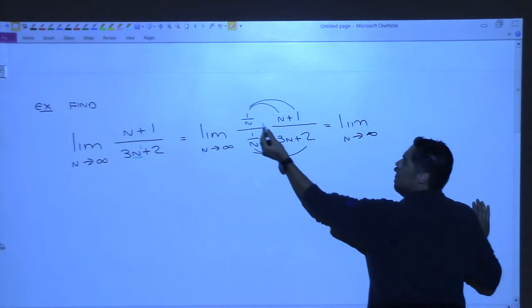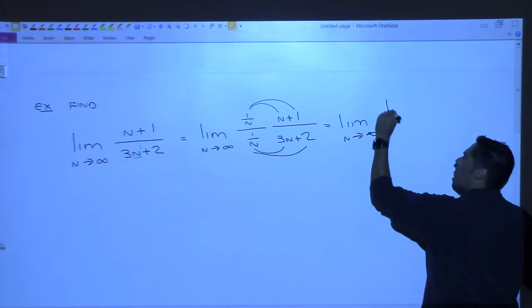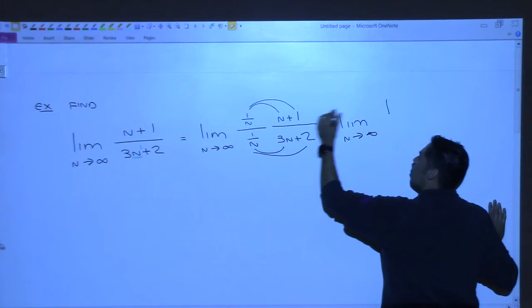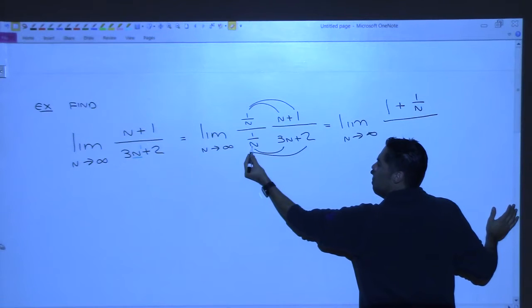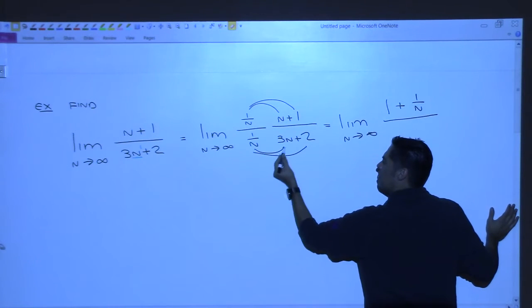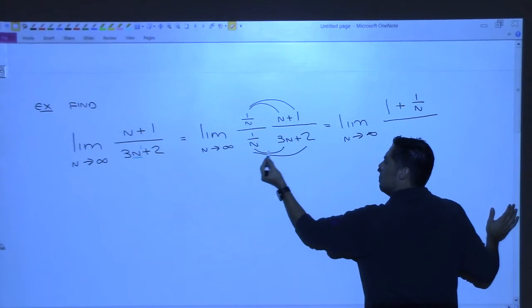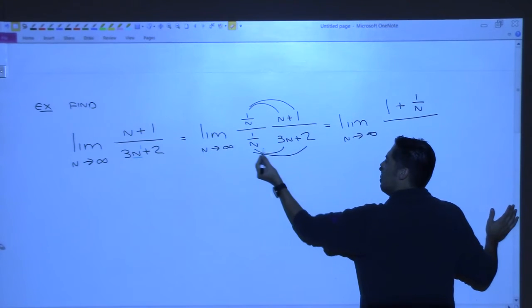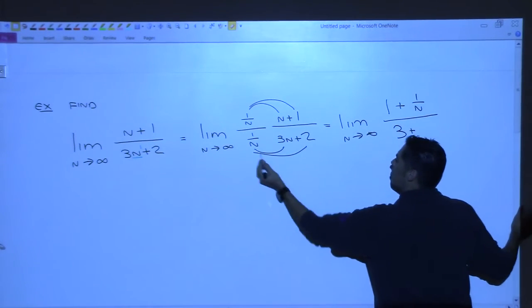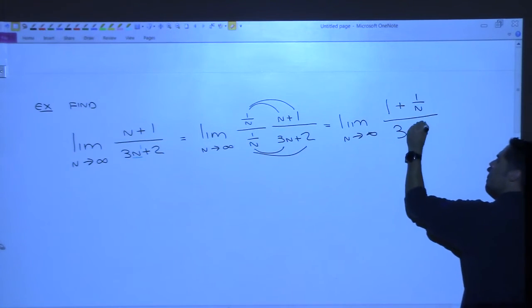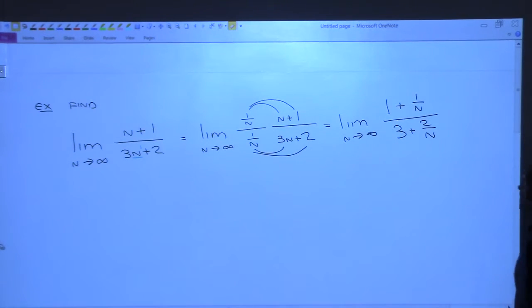Yeah, so we get 1 over n times n, which gives us 1. Then 1 over n times 1, which gives us 1 over n. And then over here, what happens on that multiplication? What do I get there? What is it? 3. And then plus 2 over n. Now let n go to infinity.